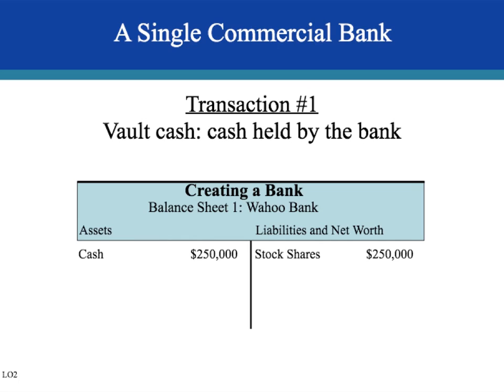Okay, so some citizens in the town of Wahoo, Nebraska decide that they need a commercial bank. And so they secure a national charter for the bank, and then they sell about $250,000 worth of stock to buyers. It could be in their community or outside their community. So in the original balance sheet for this bank, the stock shares that they sold are a liability, $250,000, because they owe that to the holders of the stock.